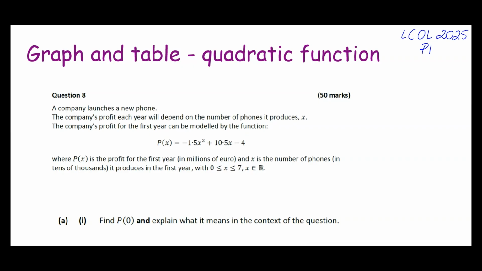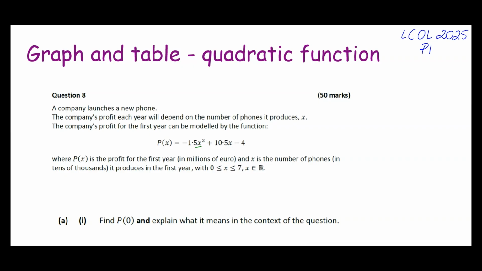Now, what kind of function is it? Quadratic. Why? Because it has x to the power of 2, where P(x) is the profit for the first year in millions of euro, and x is the number of phones in tens of thousands it produces in the first year, where the value of x is between 0 and 7.